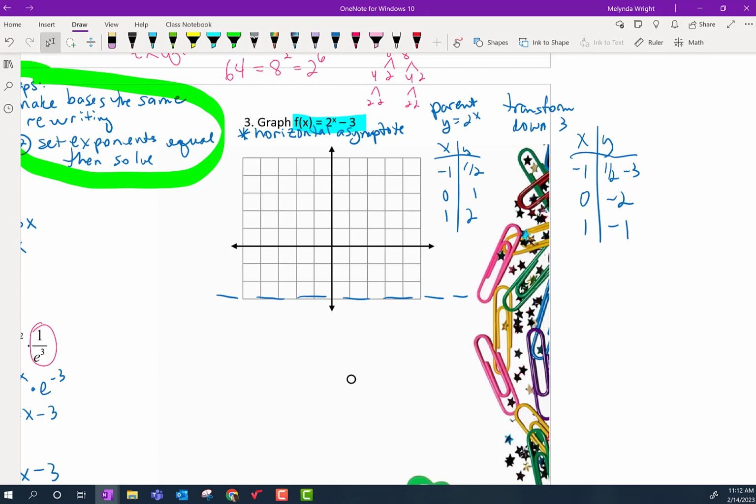Okay, so now let's graph our points. So I've got -1, let's see, 1/2 minus 3 is what, like -2.5? So -1, like -2.5. Then I've got 0, -2. Then I've got 1, -1. And this is what a regular looking exponential graph should look like. It should skate along its horizontal asymptote, and then it should rise relatively quickly. All right.